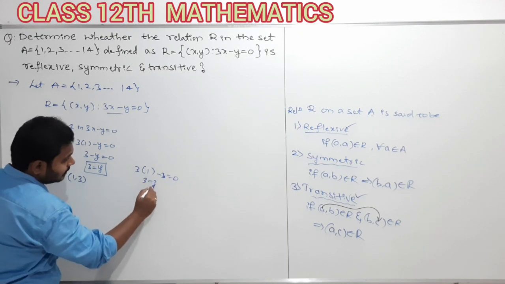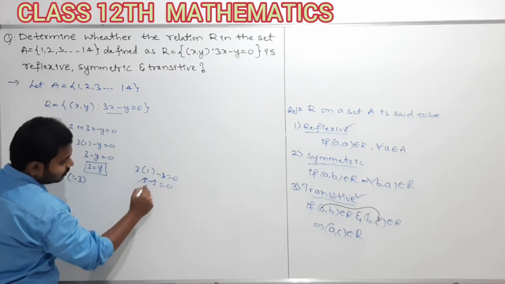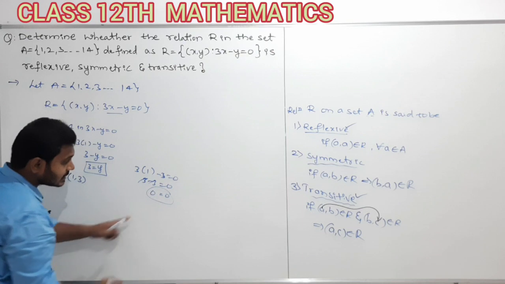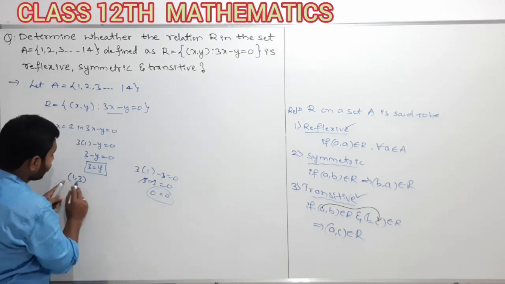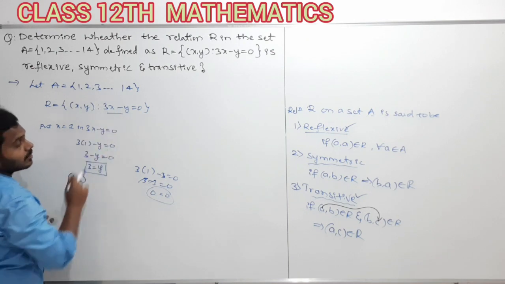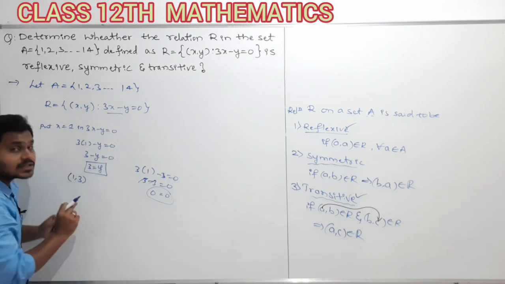3 into 1 is 3, minus 3 equals 0. So 3 cancels, 0 equals 0. It means LHS is equal to RHS. LHS equal to RHS means this 1 comma 3 satisfies the given equation. Such ordered pairs we should find.